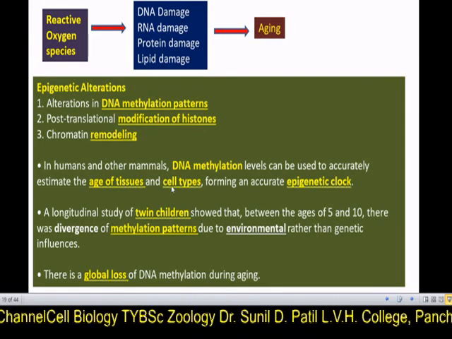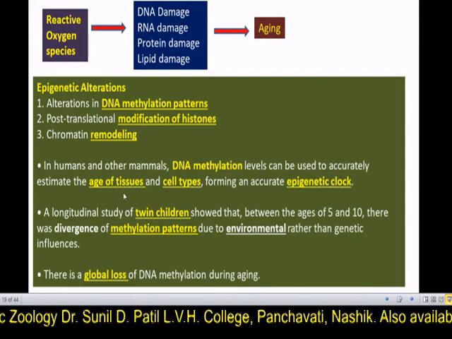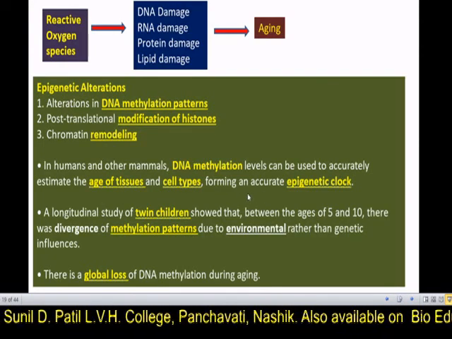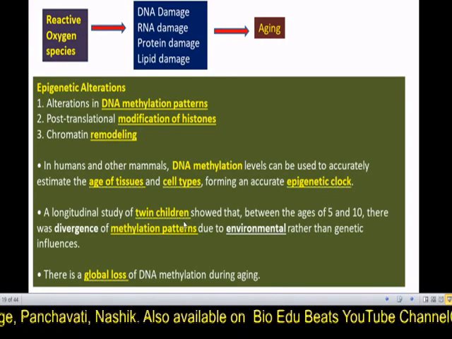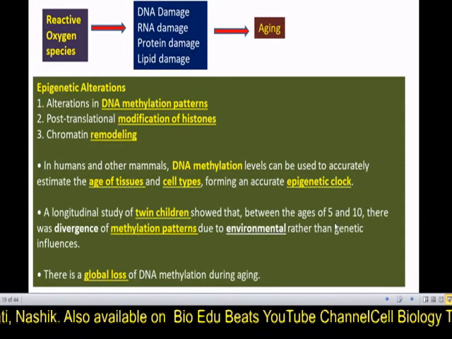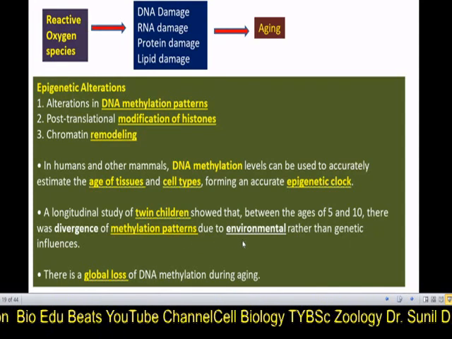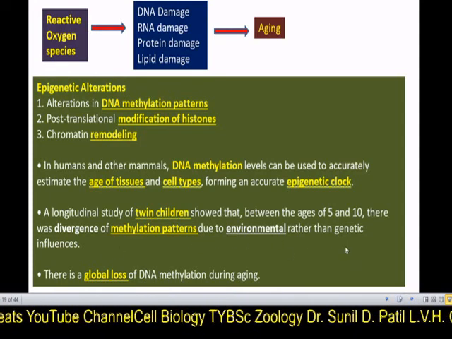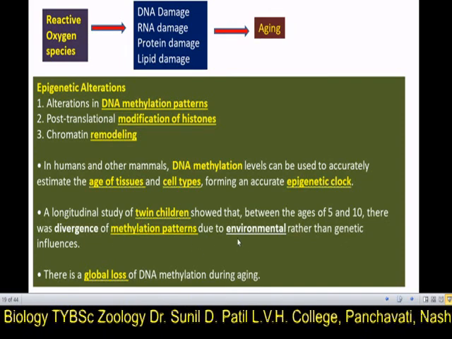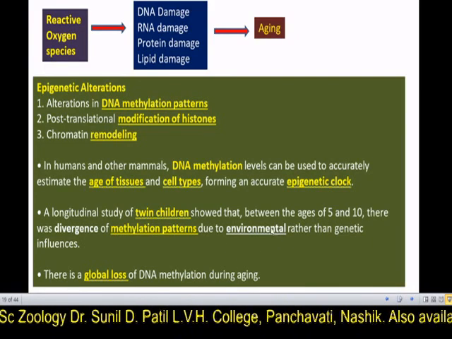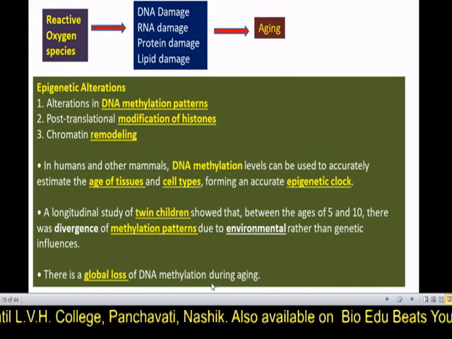In humans and other mammals, DNA methylation level can be used to accurately estimate the age of tissue and cell types, forming an accurate epigenetic clock. A longitudinal study of twin children showed that between the ages of 5 to 10, there was divergence of methylation pattern in the twins due to environmental rather than genetic factors, as their genetic constraint is the same. So it is proved that it is due to environmental factors or environmental insult. There is a global loss of DNA methylation during aging.